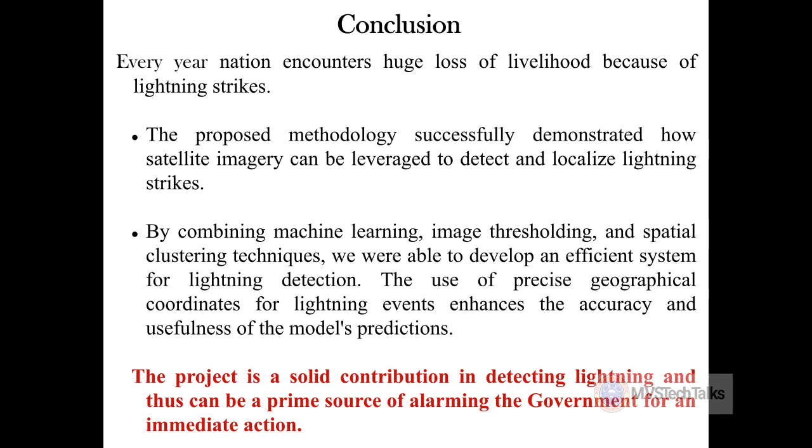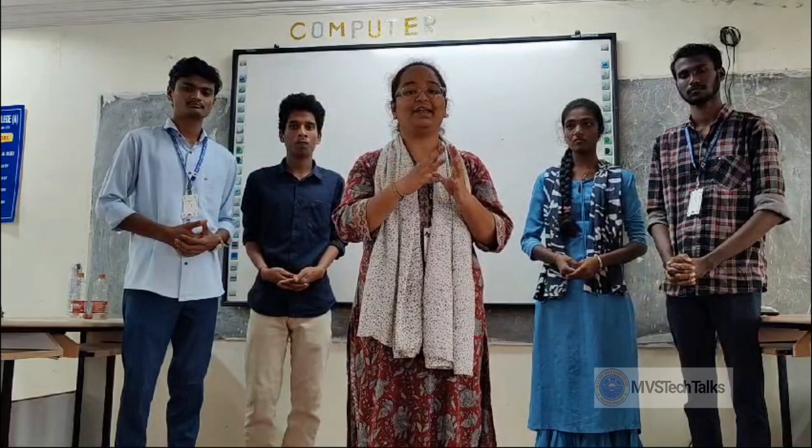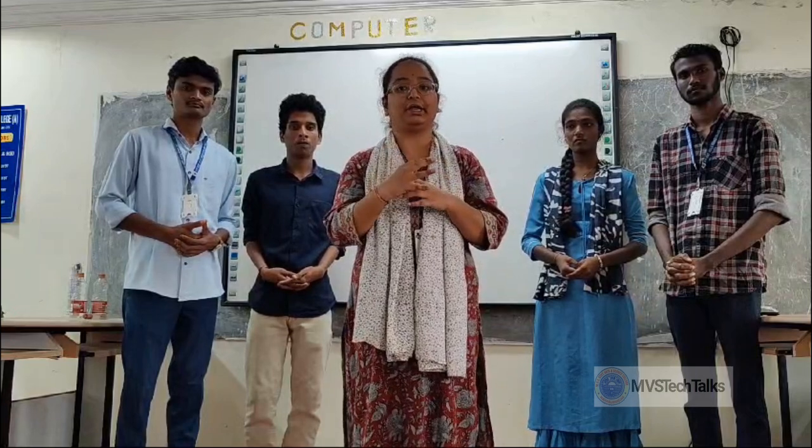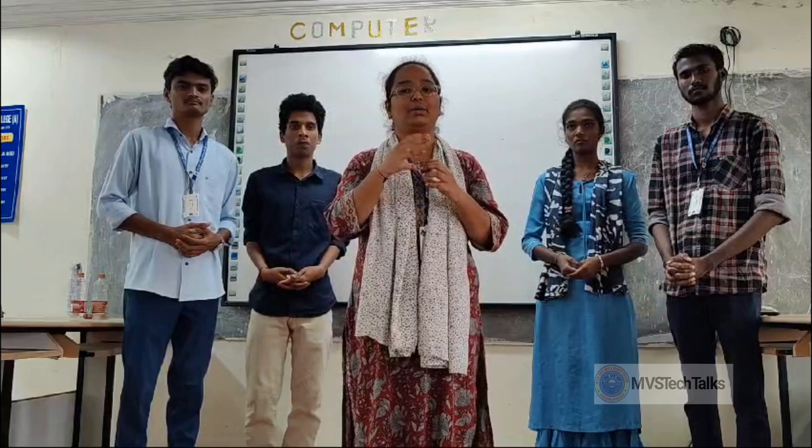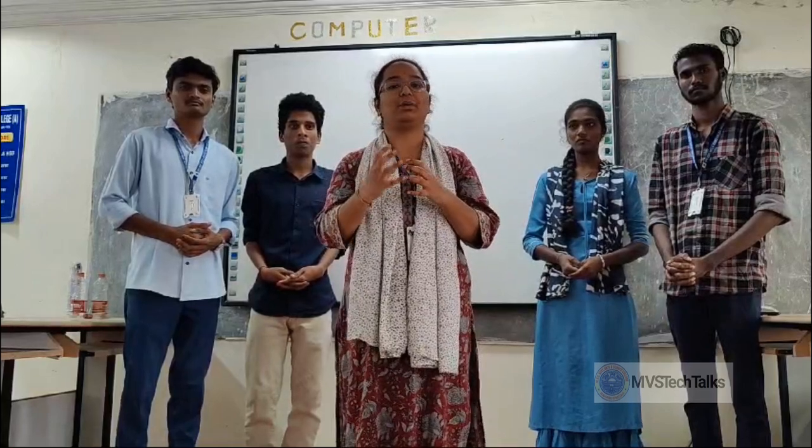To enhance the performance of these models, here we are using metrics like precision, recall, F1 score, and confusion matrix to detect the lightning strike by minimizing false positives and false negatives. Finally, here we are using a clustering technique to give the exact location of the lightning. We are converting them into real world geographical coordinates. Our project is a solid contribution for detecting lightning. This could be a prime source for alerting the government for immediate action.